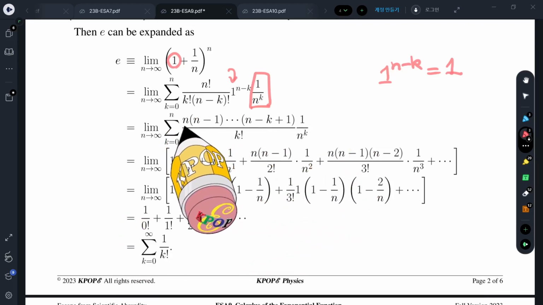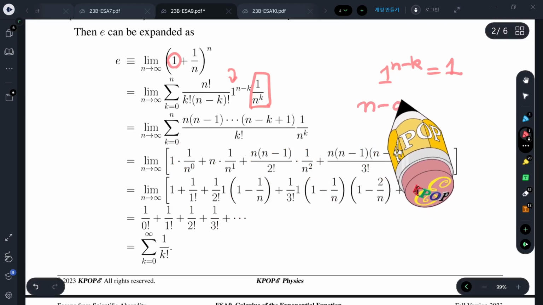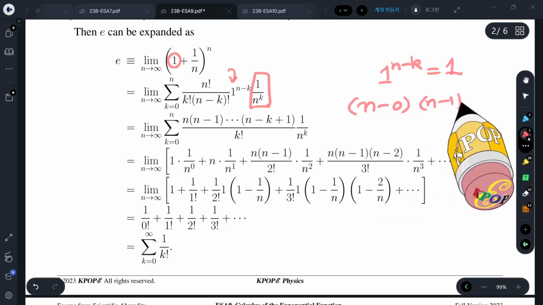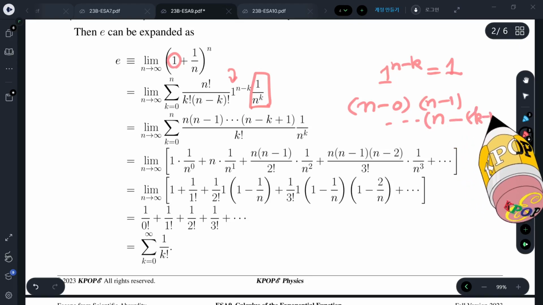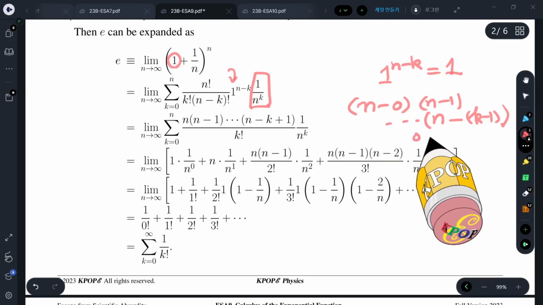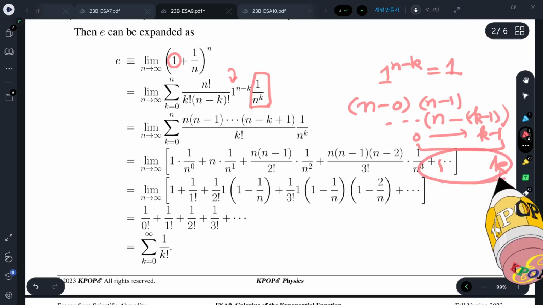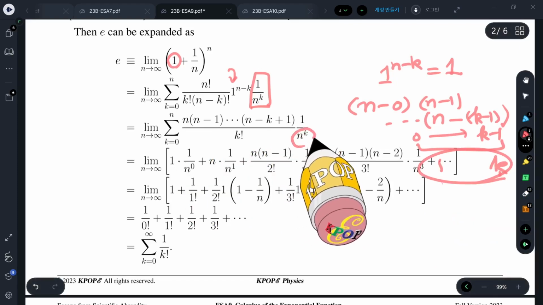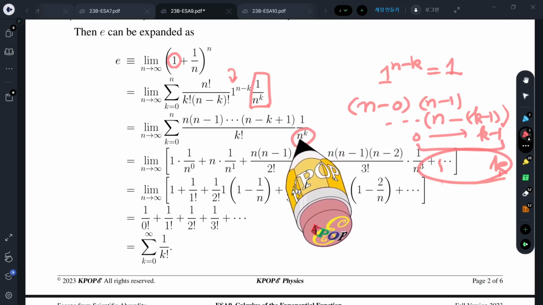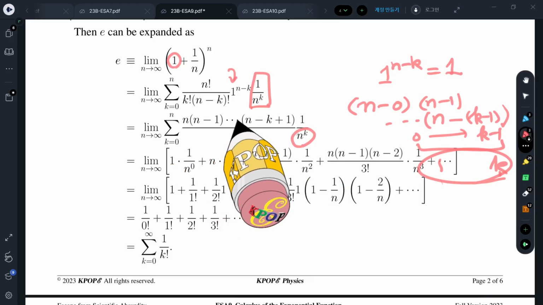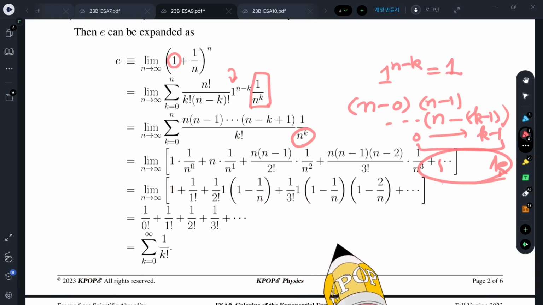How many factors are there? It begins with n minus 0, n minus 1, until n minus (k minus 1). So 0 to k minus 1 means we have 1 to k, so there are k factors. And we have k factors of n as well. So why don't we divide each factor by n? In that case, what we have is 1.